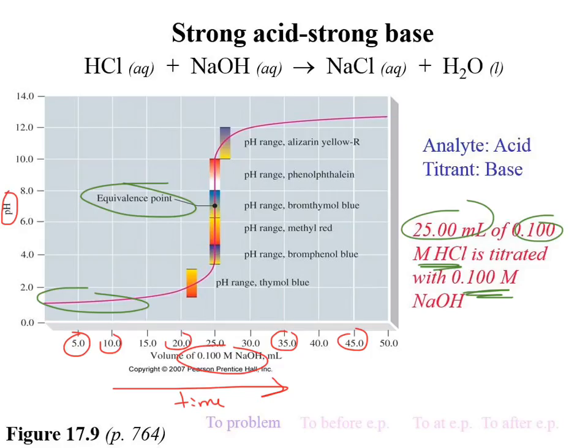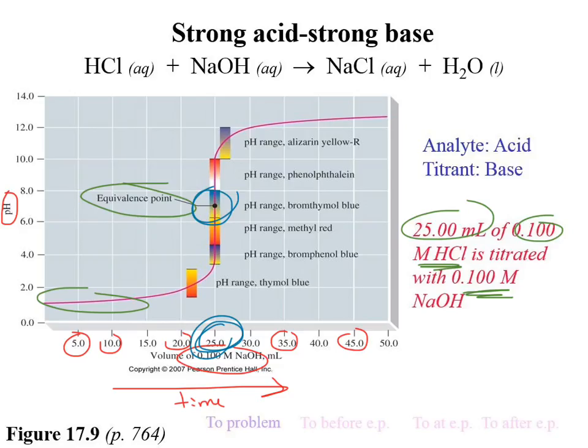So do you see where, if in the Erlenmeyer flask we have a 25 milliliter aliquot of 0.1 molar HCl, we had to drip in 25 milliliters of 0.100 molar NaOH to get our equivalence point? Look where the equivalence point is. Equivalence point.